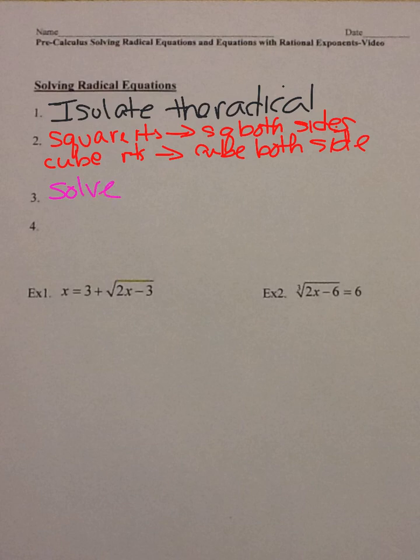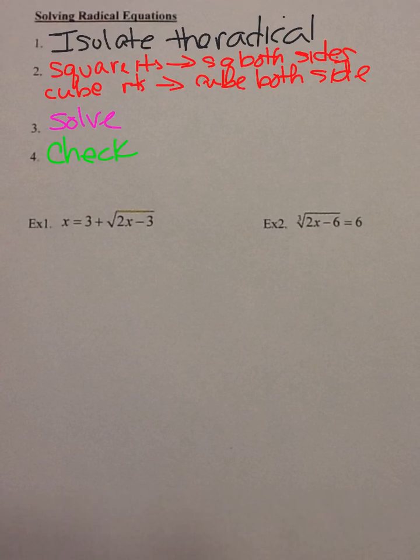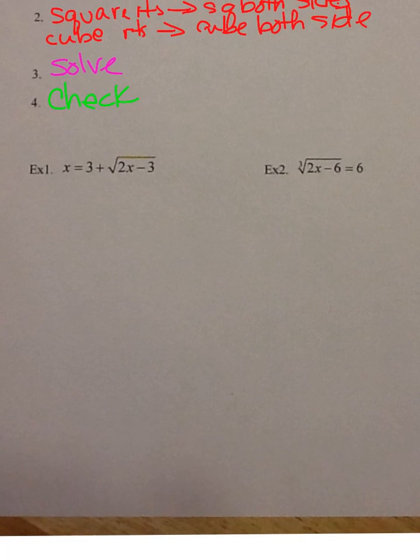And then the last thing would be to check it. Okay, so let's take a look at number one. I have x is equal to 3 plus the square root of 2x minus 3. So the first thing you have to do is isolate the radical. So I have to subtract 3 from both sides. So I get x minus 3 is equal to the square root of 2x minus 3.